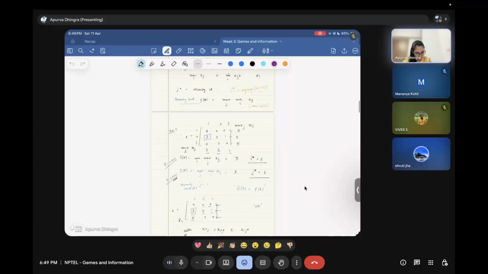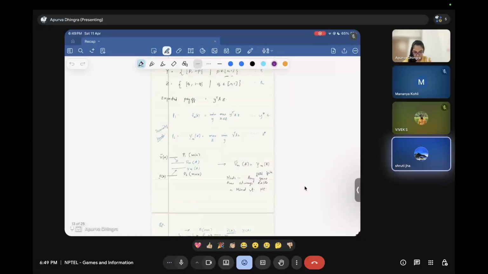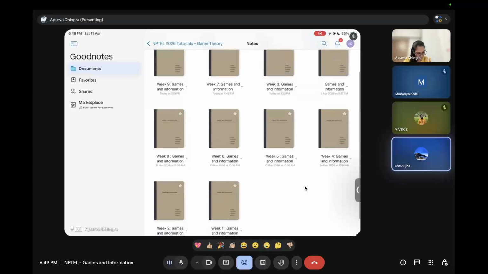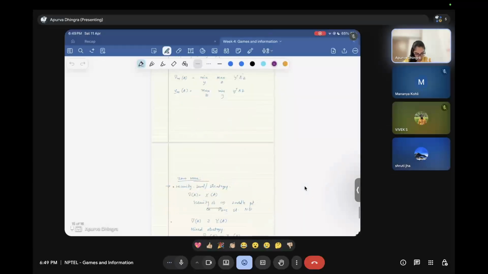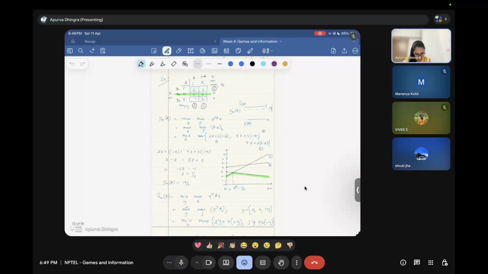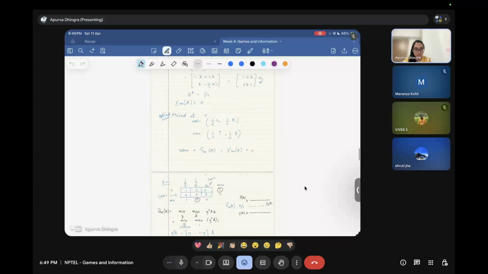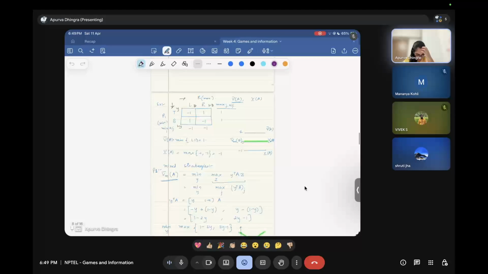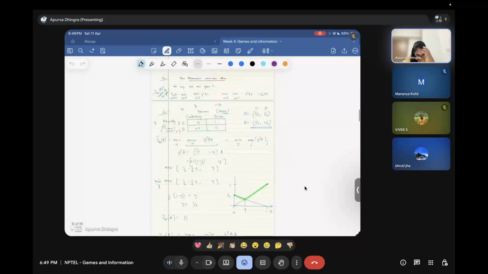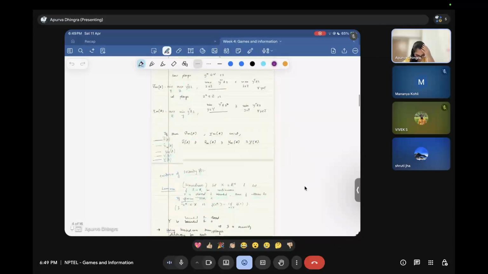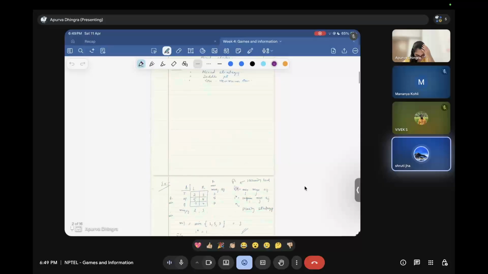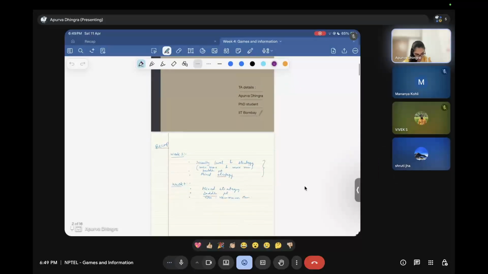Did we do it in week 3? Page 10 or something. Was it week 3's notes or week 4's notes? If you see it, just stop me. I am not able to see where this unit square question is. That was week 3 only. It's week 3? Oh, okay.